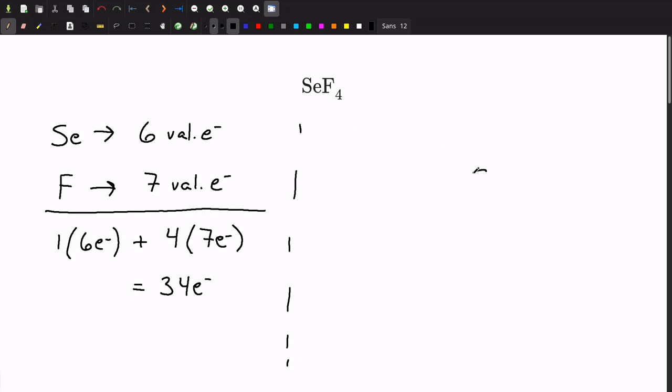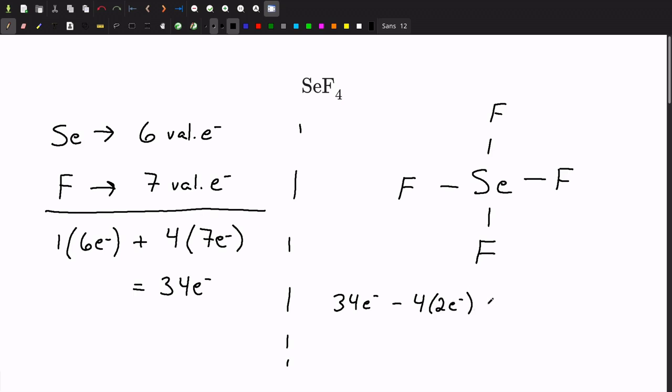Fluorine's always a terminal atom, so we need to place selenium in the center. We'll put our fluorines in a spoked wagon type arrangement around there. We had 34 electrons to work with. We just made 4 bonds. Each of those required 2 electrons. 34 minus 8 is going to be 26 electrons left.